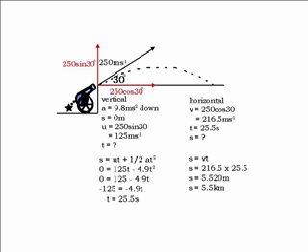So summarizing, we split the data into vertical and horizontal. We solve for the side that has one unknown first, and then we substitute that data into the side that has two unknowns, and then we solve for that side.